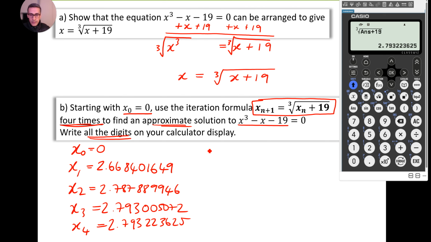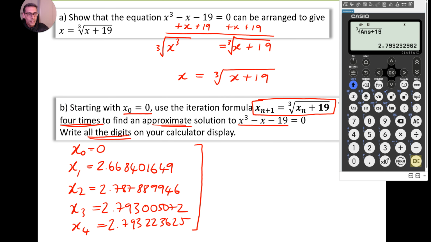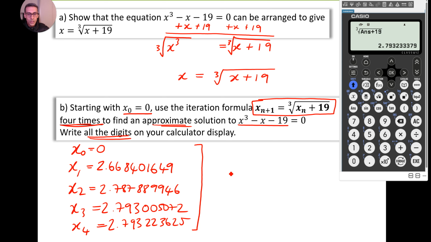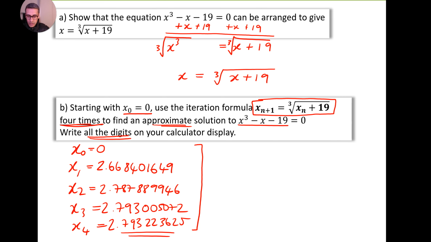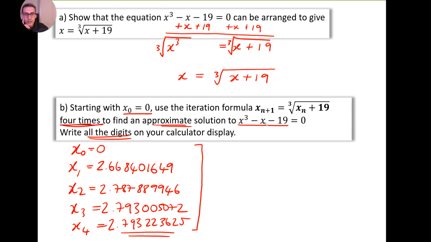And that is it. So these are all of our iterative answers, and you can see as you keep pressing equals, it actually gets closer and closer. Just now it stopped changing, so I'm still pressing equals, but it's not changing the answer, because this is basically the solution that we are wanting. In an exam you would stop here, you don't need to write anything else, but just for your information, the solution to this would be 2.7932233 and so on, and that would still be an approximation because it's not an exact answer.